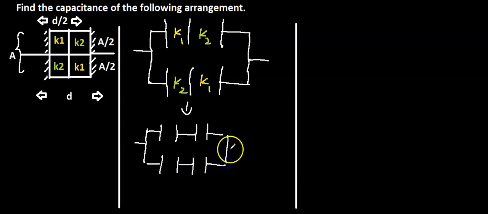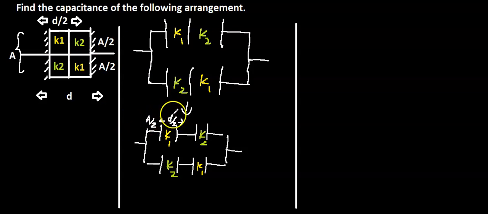Right? Because these two dielectrics, these two capacitors, this thing can be written as two capacitors in series, right? So this is K1 again, this is also K1, and this is K2. Alright, so now this is a straightforward problem, right? We have four capacitors. Each of this has a cross section of A by 2, and a spacing between the plates of D by 2.